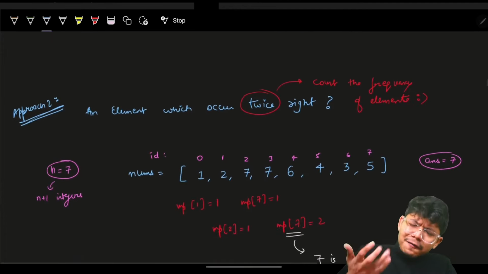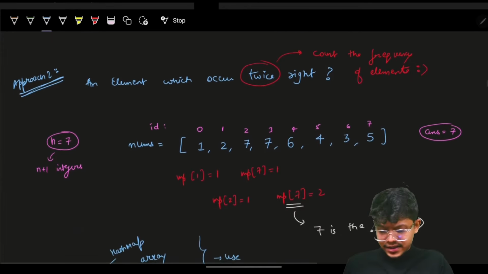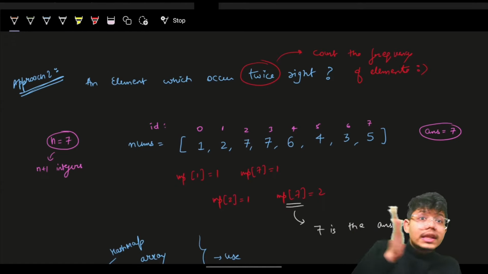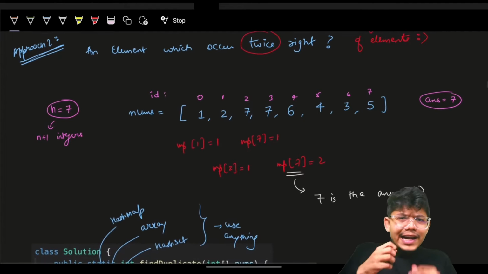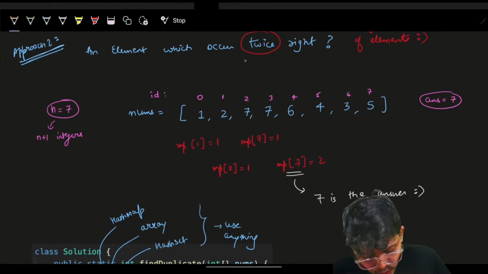Can you optimize it? Yeah, for sure. It's an obvious thing, we can optimize it. How? We know that all the elements will have one frequency, and just one element will have more than one frequency. So ultimately, everything revolves around the frequency, right?